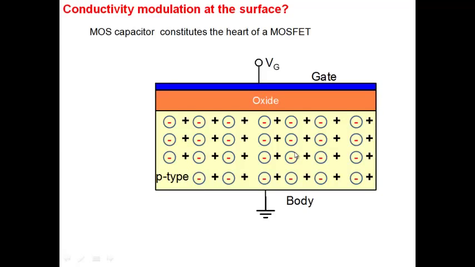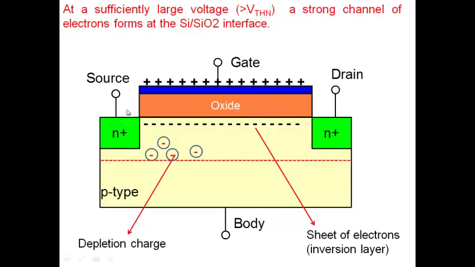So the heart of the MOSFET then is this MOS capacitor here, right? So earlier I was showing you a MOSFET structure with a source, drain, body, and gate and all that.